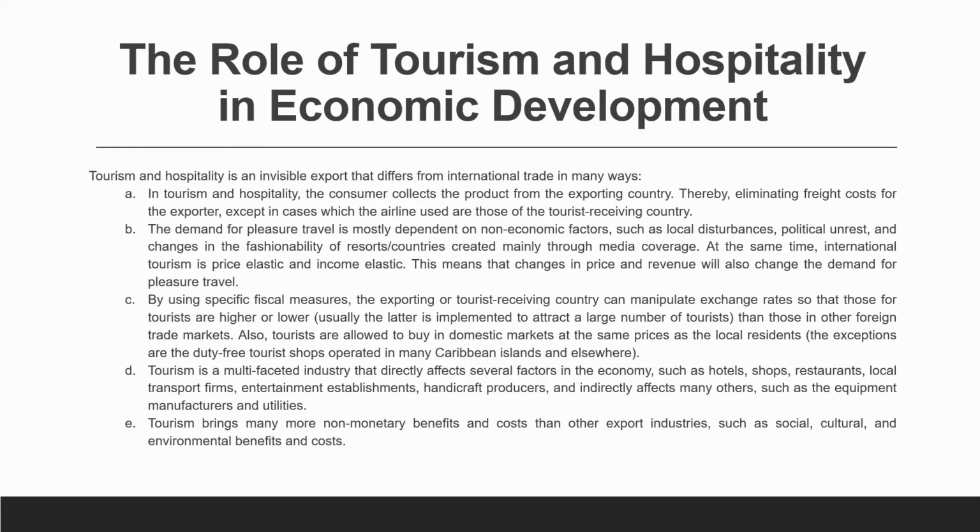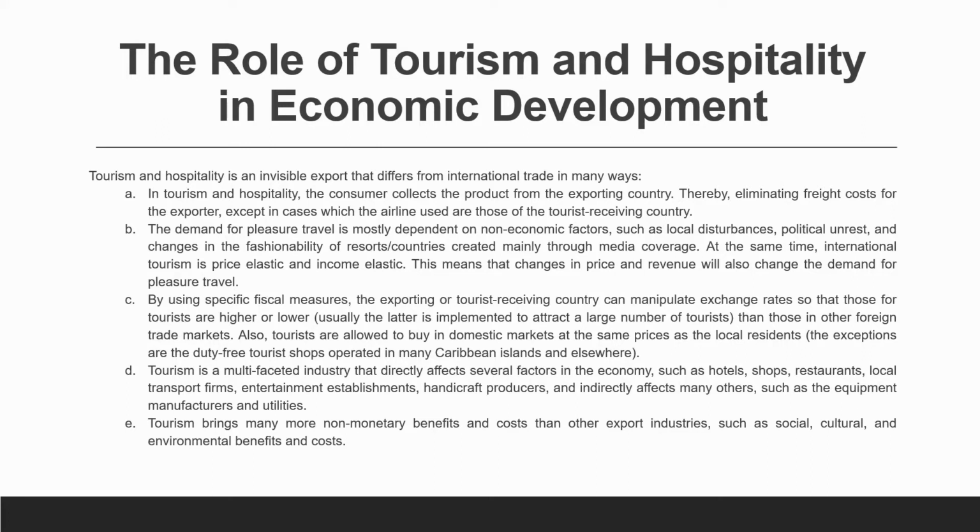Third, by using specific fiscal measures, the exporting or tourist receiving country can manipulate exchange rates so that those for tourists are higher or lower. Normally, the latter is implemented in order to attract larger numbers of tourists than those in other foreign trade markets. Also, tourists are allowed to buy in domestic markets at the same prices as the local residents. The exceptions are the duty-free tourist shops operated in many Caribbean islands and elsewhere.